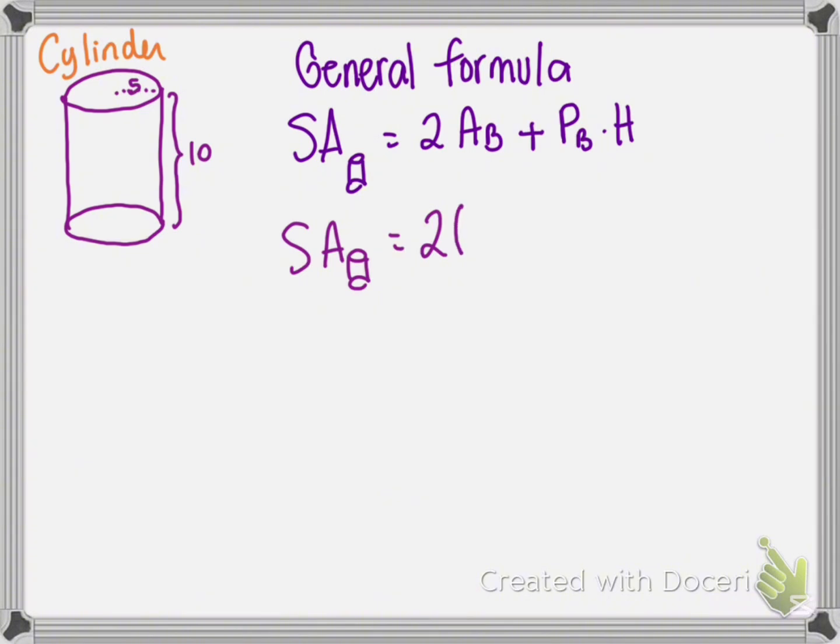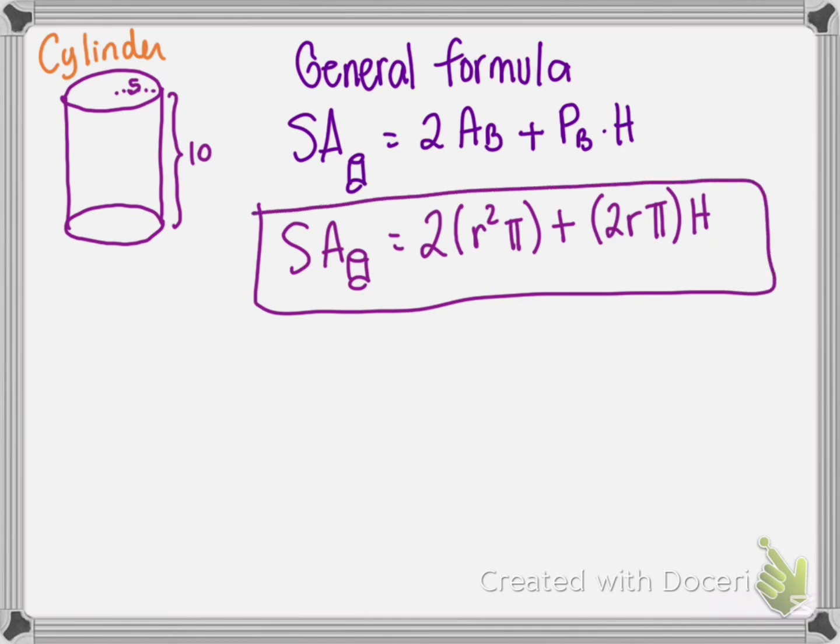So what is the formula for the area of a circle? Well, you guys know it's radius squared pi. And what is the perimeter of a circle? Well, the perimeter of a circle is the circumference, and the formula for circumference is 2r pi. So this is the general formula for a cylinder, a circular cylinder. So make sure you write also that one in a formula sheet.